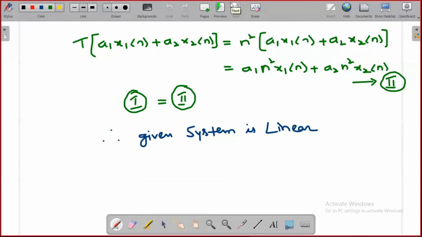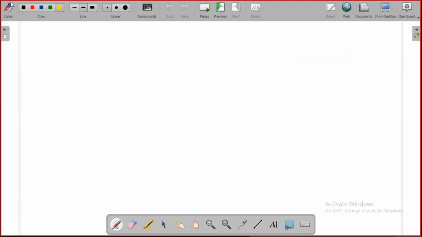Okay. Nice. Let's take one more. y of n is equal to x of n plus 4. All of you try this one. y of n is equal to x of n plus 4.